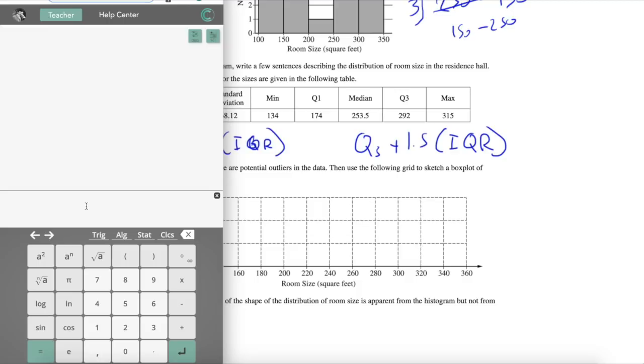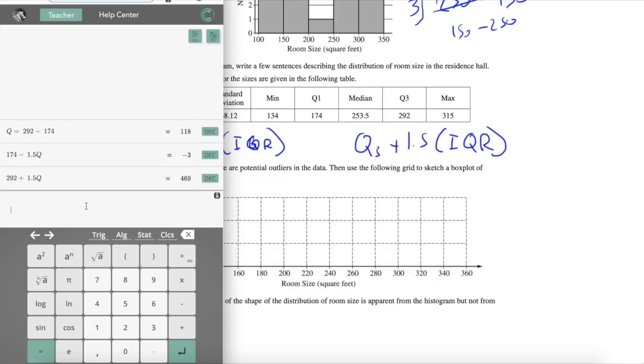What I like to do is set these things with variables. So I'm going to set the interquartile range using Q equal to 292, which is our Q3, minus 174. That's going to be 118. Now we'll do Q1, which is 174 minus 1.5 times Q. And we'll do our Q3, which is 292 plus 1.5 times Q.